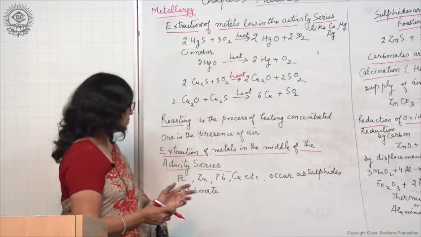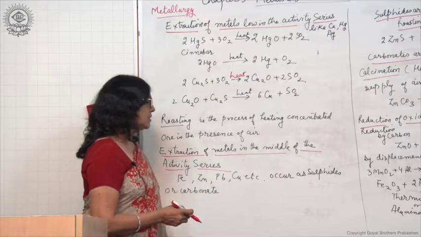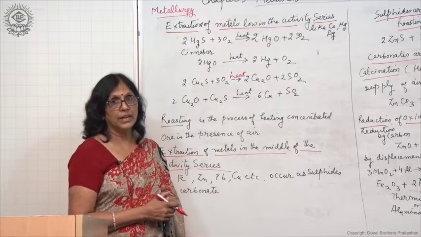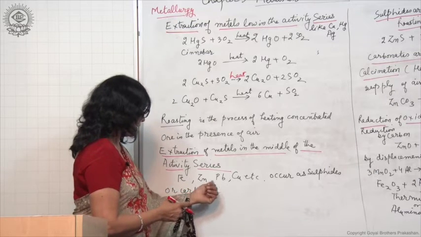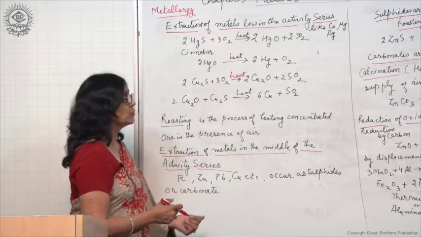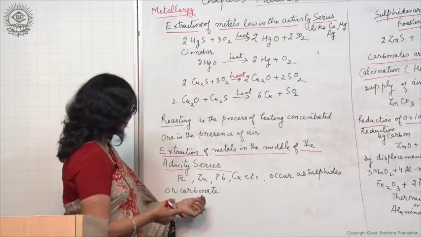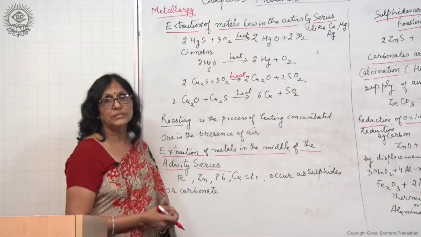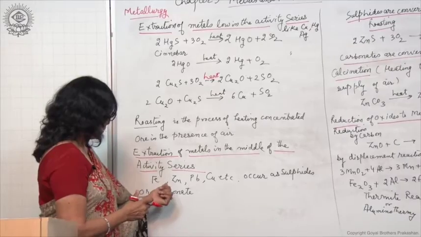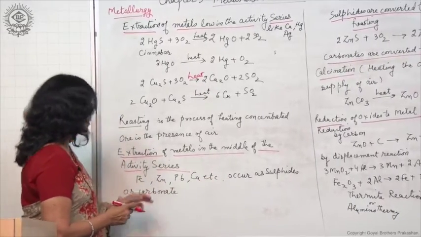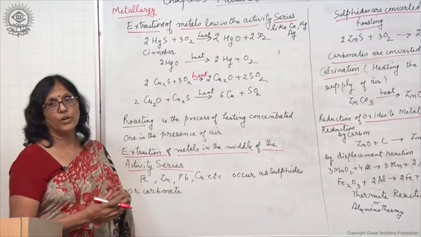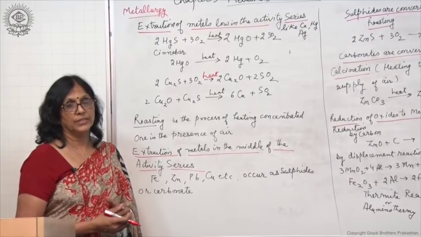And now, we discuss the extraction of the metals which lie in the middle of the reactivity series, or we can say which are moderately reactive, like iron, zinc, lead, copper, etc. They occur as sulfides also and carbonates also. Carbonate is least reactive, but it also occurs as sulfide. Now, as we have just seen, these occur as sulfides as well as carbonates. Now, it is always best to convert first of all these sulfides or carbonates into their oxides.